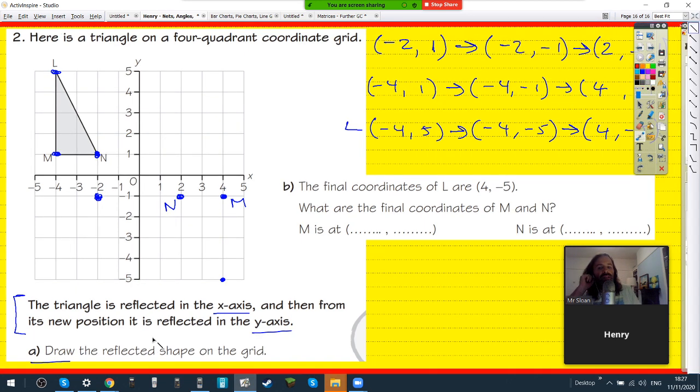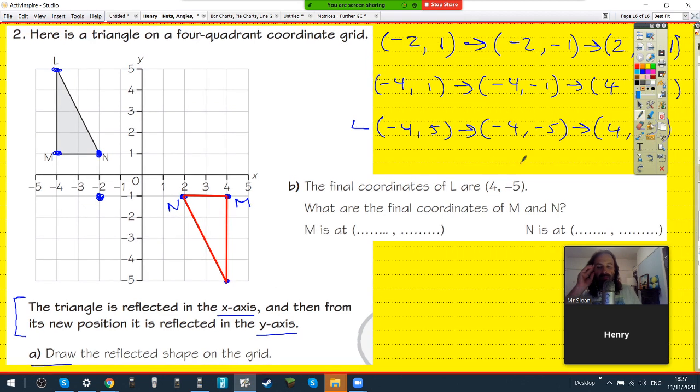And last thing we need to do is to draw the reflected shape. And then reflected in... We join them up. Connect the dots. Okay, question B. Into the final coordinates of L. The final coordinates of L are 4, -5.